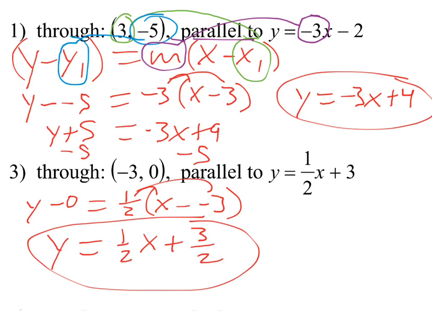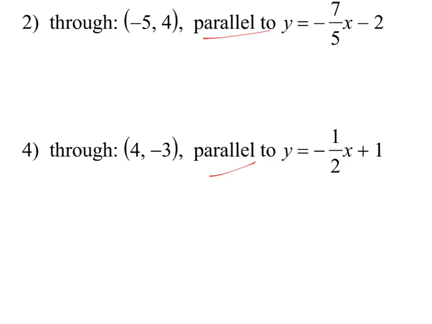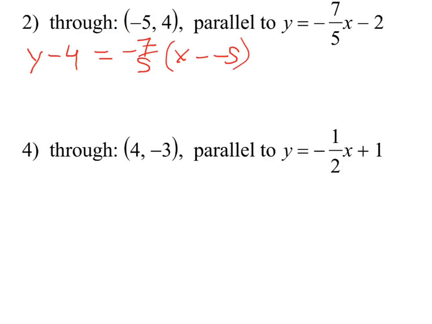Okay, on the next section, again, we want parallel lines, so I'm going to do y minus the y value of the coordinate. On the right side, we're going to have our slope, which is the same as the original one, negative 7/5. And then x minus negative 5. That's right there. And we're going to distribute this, and left side still y minus 4. Right side we got negative 7/5 x. And then it's going to be subtract 7.